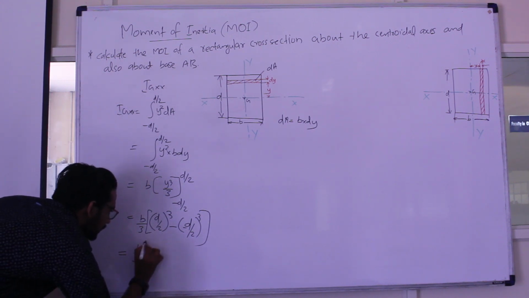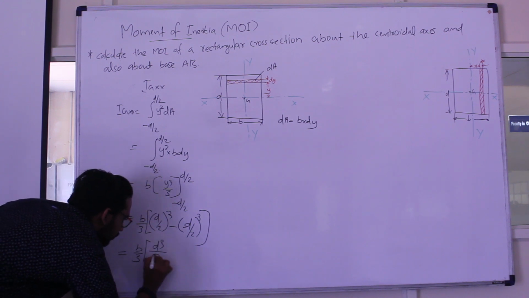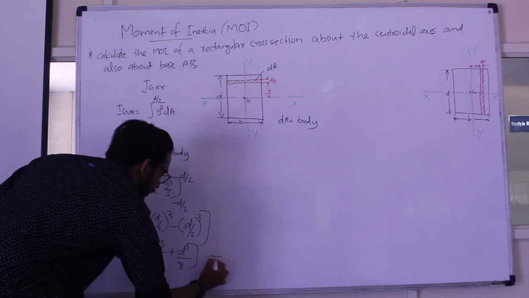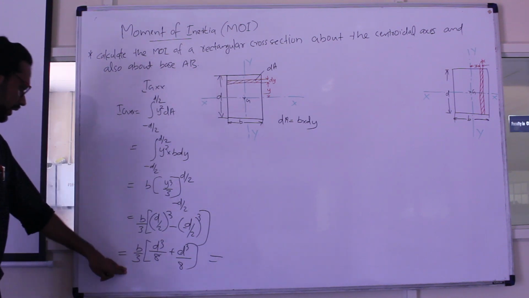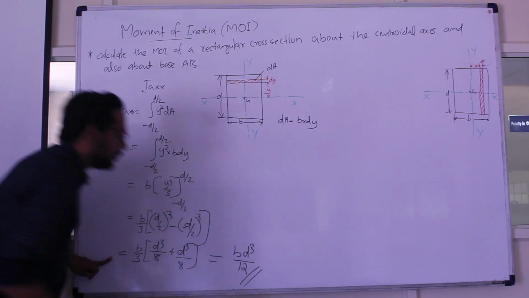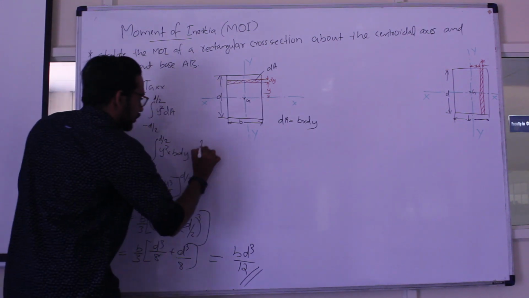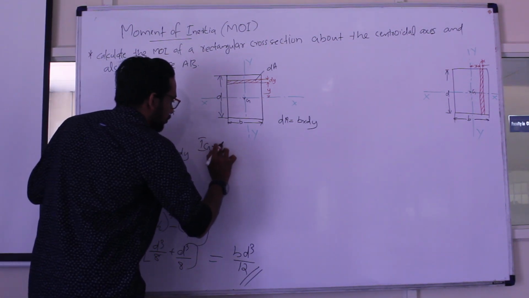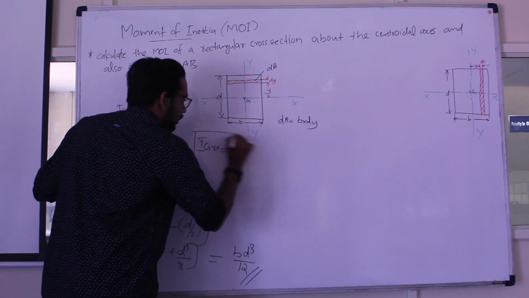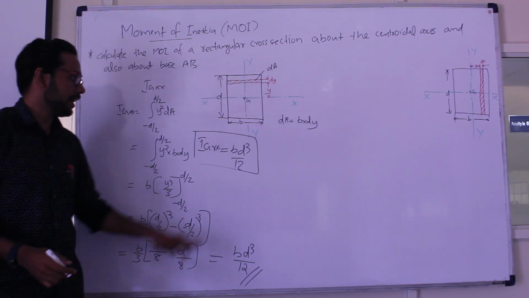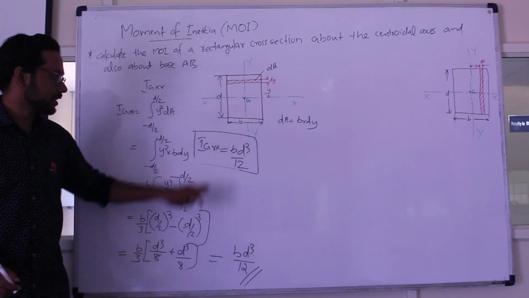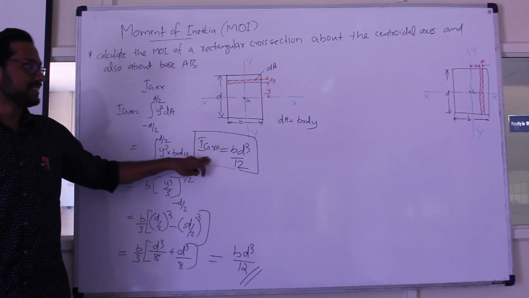So this becomes b by 3 into dq by 8 plus dq by 8. So 2 dq by 8 becomes b dq by 12. So the Igx, the moment of inertia of the given section about the centroidal x-axis, is equal to b dq by 12. You need to learn this equation by heart and you need to know how to derive it. So this is the moment of inertia of the rectangle cross section about the centroidal x-axis.